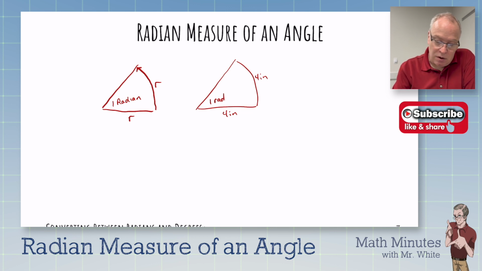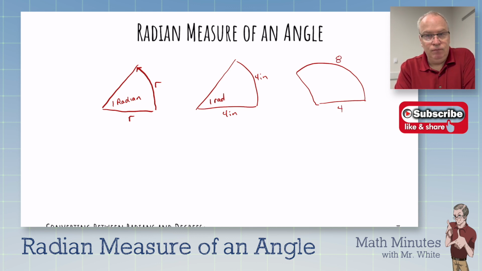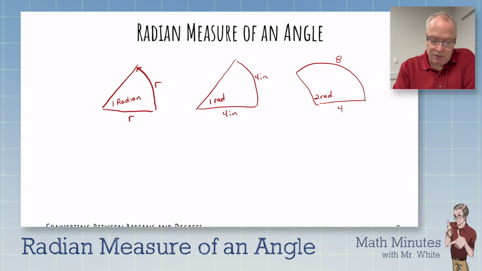Now, what if I go, let's say, 8 around. So the radius is 4, and let's imagine that this arc length is 8. How many radians would that be? Well, this would be 2 radians. That'd be 2 radians.